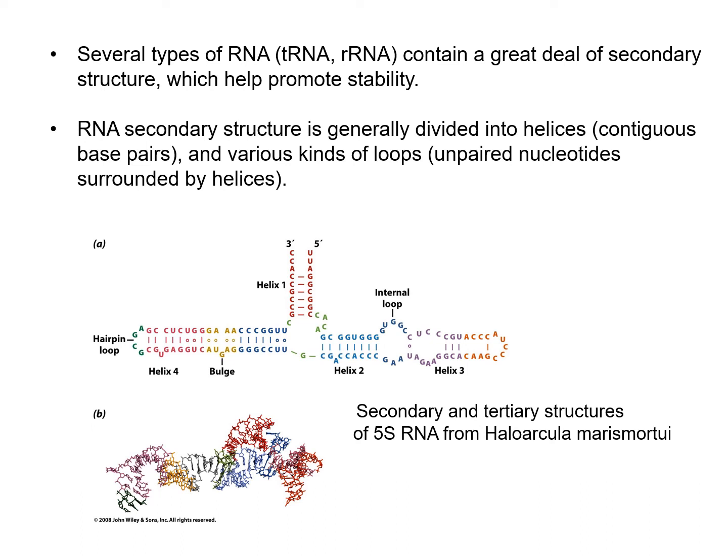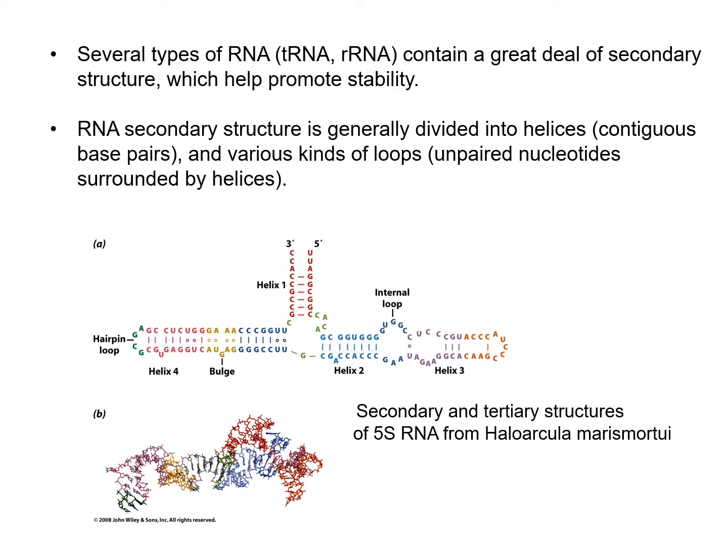And here are some other types of RNAs, such as transfer RNAs or ribosomal RNAs, where the secondary structure has an important role in terms of their stability as well as their functionality. Here's an example of the secondary structure, where you can see the loops and the hairpins and the helices and so on.